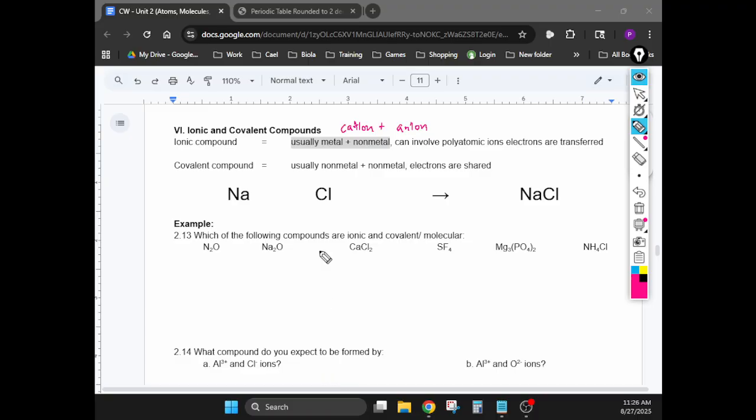The second type is called a covalent compound. We'll talk about this a little bit more later. But the key difference between ionic and covalent is that ionic is when electrons are transferred. So electrons move from one ion to the other, and that combines them. And the other one is when electrons are shared. Covalent is when they're shared. We'll talk more about covalent later, but for this unit, we're going to focus mostly on ionic.